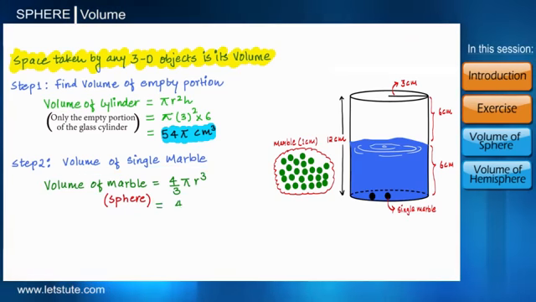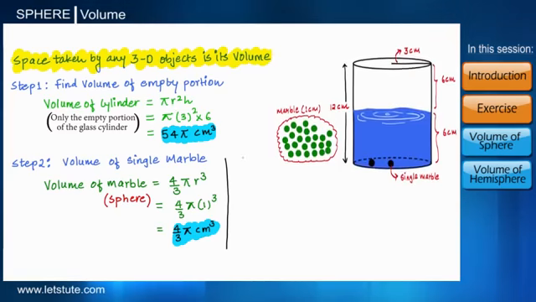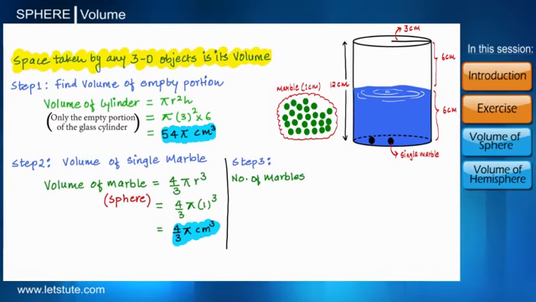First of all, let's calculate the volume. So its volume will be 4/3 π cm³. Now let's go to the third step. Here we will divide the volume of the empty portion of the glass by the volume of a marble. So after calculation, it will give us 40.5.